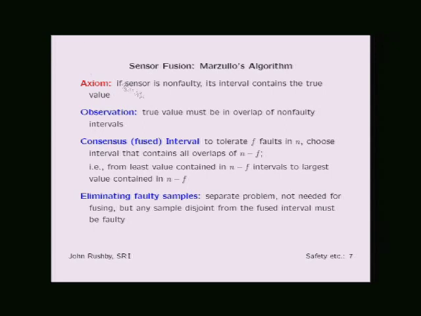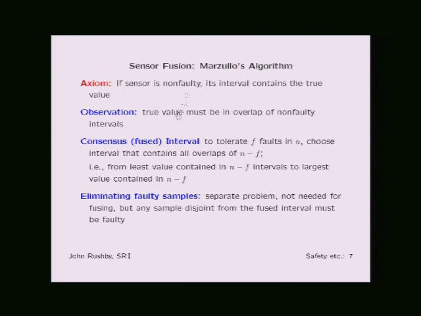Okay, so the basic axiom is that if a sensor is not faulty, then the interval it provides will contain the true value. Therefore, if I have a bunch of intervals coming in, and let's say I have 10 sensors, and at most 2 of them can be faulty, then if somehow magically I knew which 8 were non-faulty, each of them provides me an interval, I can simply intersect the intervals and get a tighter interval which is guaranteed to have the correct value, right? Because every non-faulty sensor contains the true value in its interval.